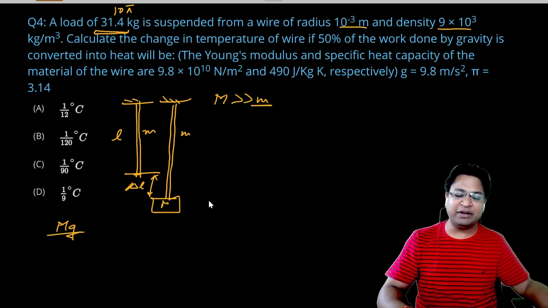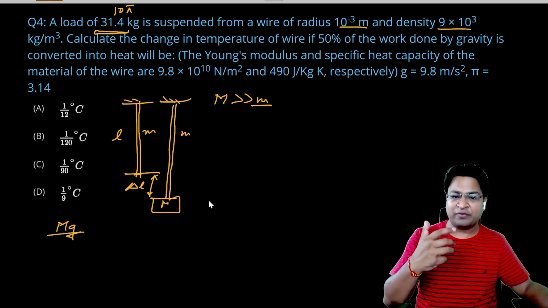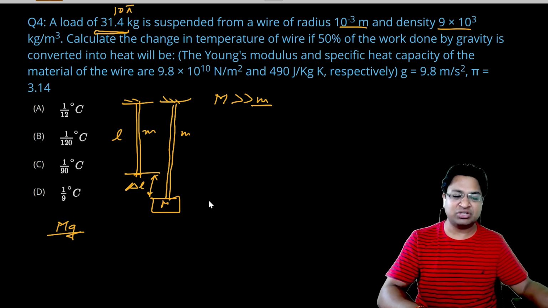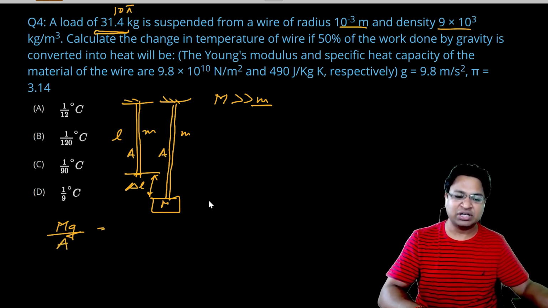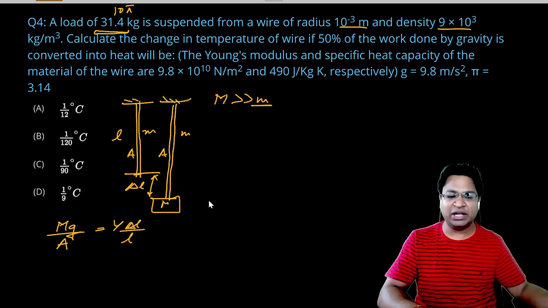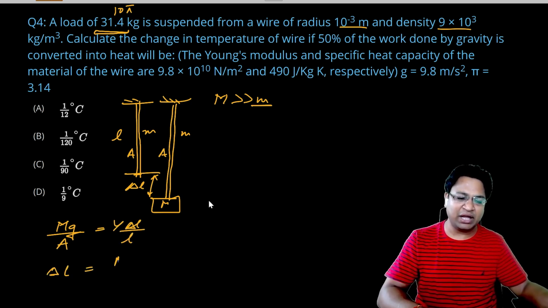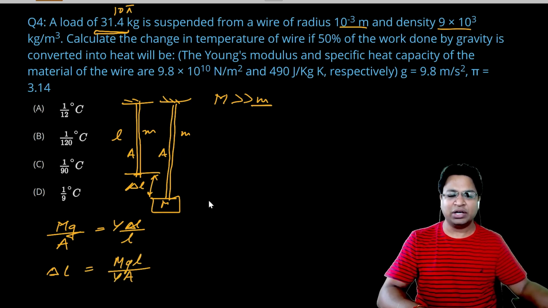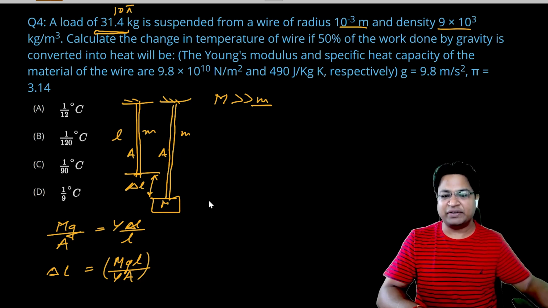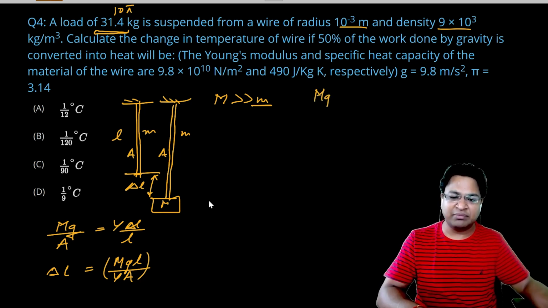So the applied force, or the force that is causing the deformation, is mg divided by cross-sectional area, where A is the cross-sectional area of the wire. So stress equals Young's modulus into strain. So from here we can calculate the value of delta L. So delta L will be given by mgL by Young's modulus into A. Okay, this is L. Now the work done by gravity, how will you write the work done by gravity? That would be mg into delta L, so mg squared L upon YA. So this is work done by gravity.